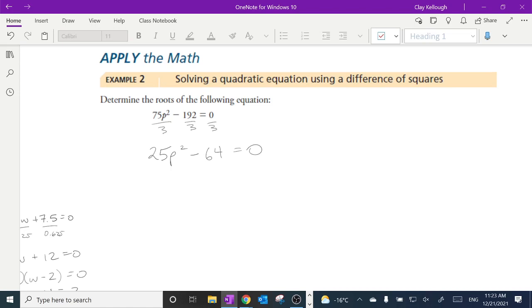Nope, not a perfect square trinomial. Other one. Did you not write it down? You're supposed to write it down. You were supposed to write it down. This is why we write down our notes. It's called a difference of squares.